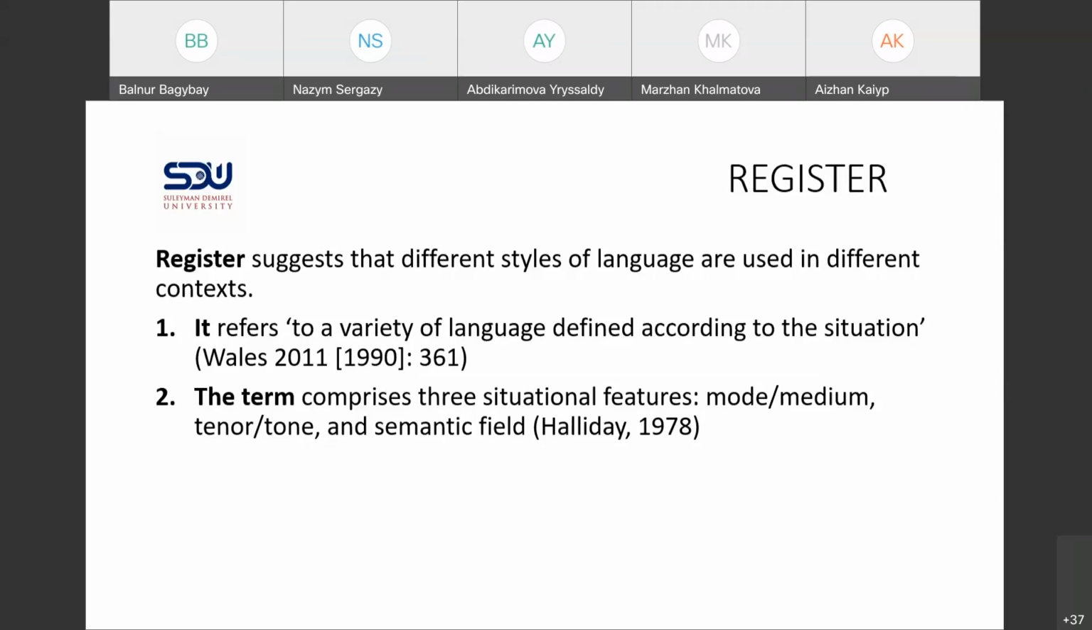Halliday said that register comprises three situational features. They are mode, or as we call it, medium, tone, or as some call it, tenor, and the semantic field. Now we are going to have a look at each of them.